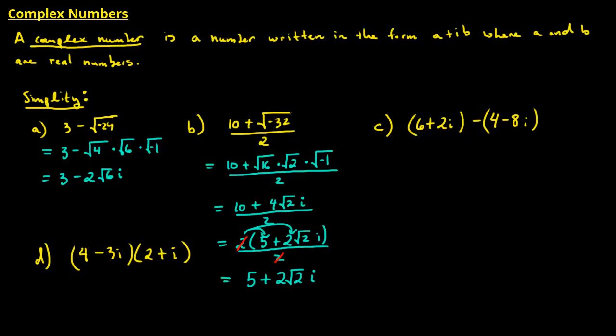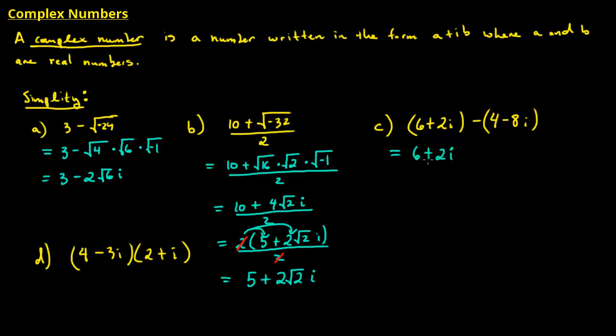In this next example, I'm asked to add 6 plus 2i minus 4 minus 8i. So remember that for our complex numbers, I have to be able to apply the rules of arithmetic in the same way that they apply to the real number system. Our operations have to be consistent. So first off, there's no operation outside of the brackets to 6 plus 2i. I can really think about this as just distributing 1 into 6 plus 2i. So immediately I can get rid of the brackets.